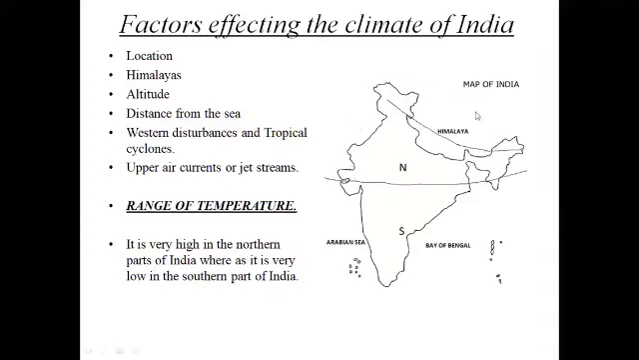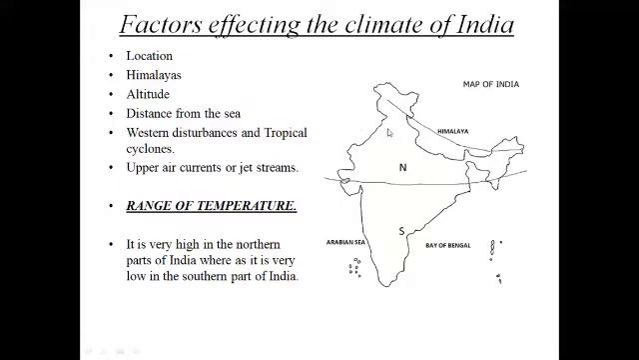So what type of climate will prevail in the northern part of India? It will be continental type of climate. Now, why continental type of climate? I told you, because the northern part is surrounded by land masses on all sides. That is why continental type of climate prevails over this area.